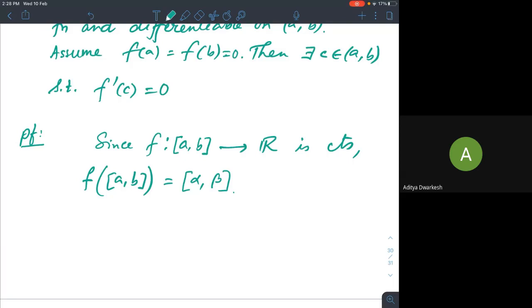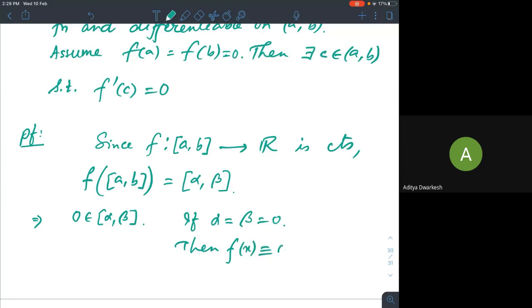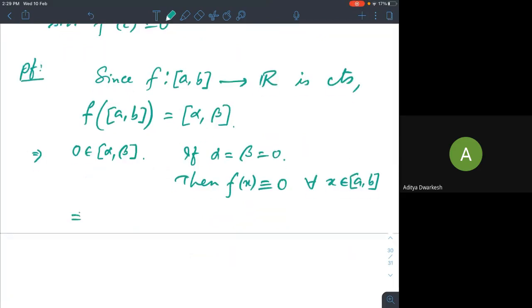So it means zero belongs to [alpha, beta], right? Now, if alpha equal to beta equal to zero, then f(x) is identically zero for all x in (a,b), right? That implies f prime of x is also zero for all x in (a,b). All right?